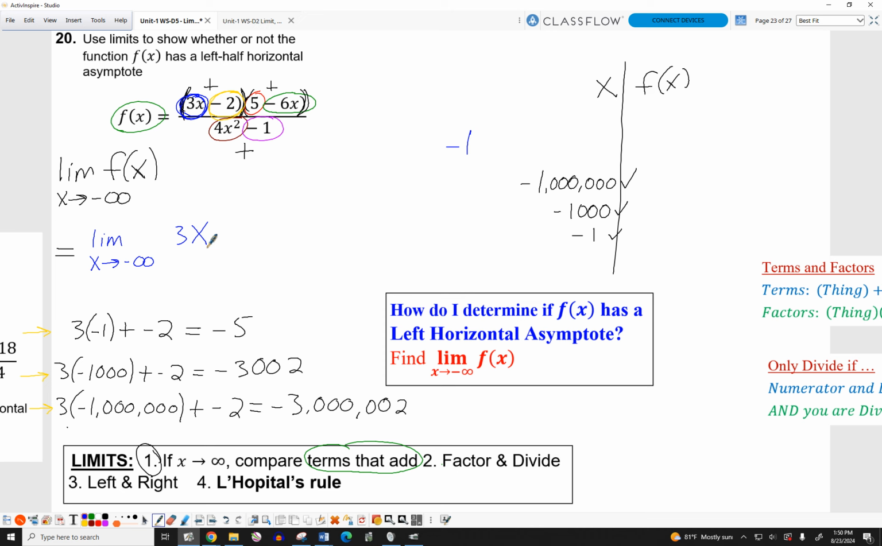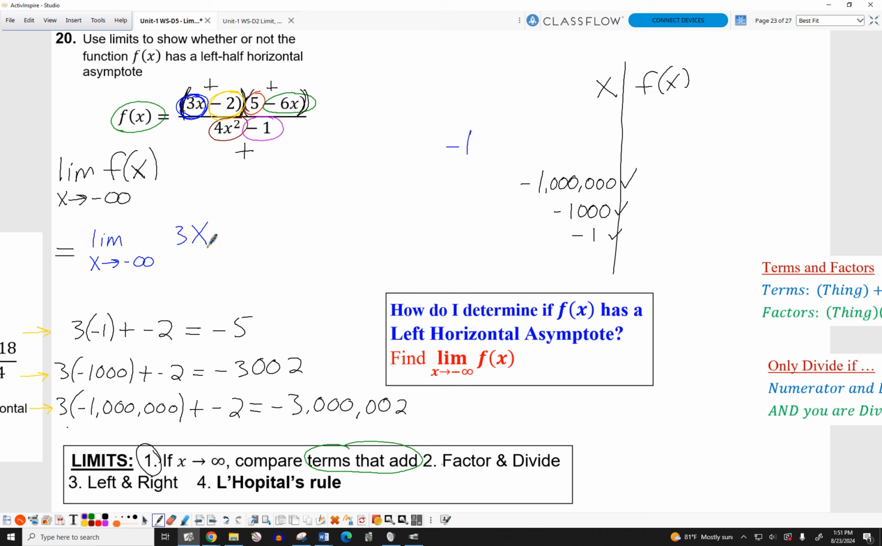Adding the negative 2 to 3x, as x becomes increasingly negative, will become increasingly less important. And in an infinite sense, it will have no importance, because x is going to grow infinitely negative. We want to talk about that.